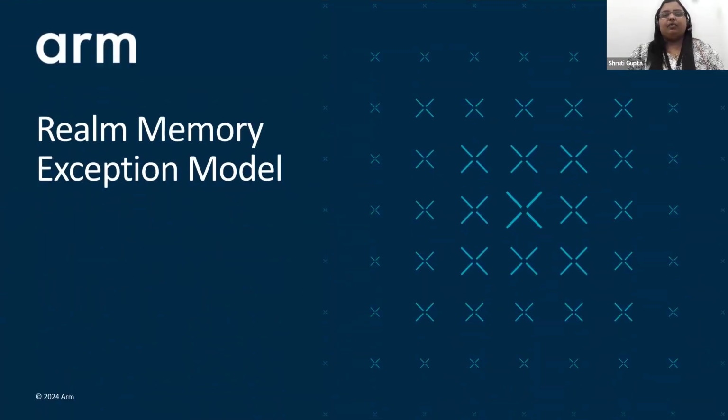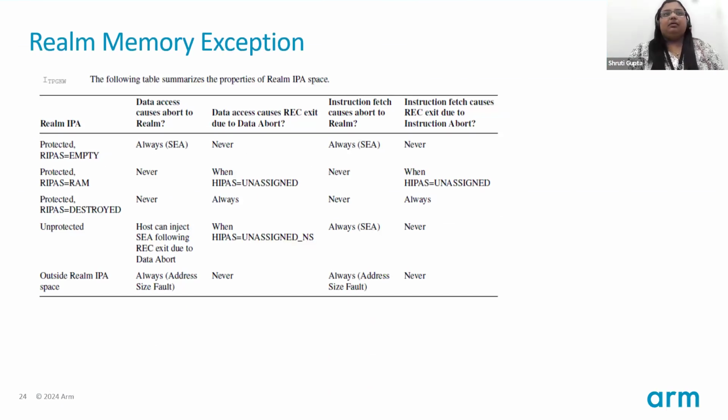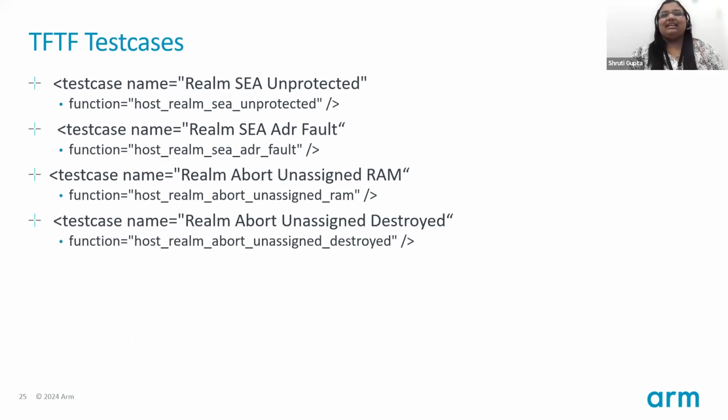Coming to exception model. Based on the IPA, the RIPAS and the HIPAS state, the spec defines the behavior. Like if an IPA is accessed which has a RIPAS equal to empty, and we do a data access, it will lead to a synchronous abort. And so these are different behaviors. If we access something outside of realm space, what is the behavior of instruction and data? So this is summarized in the RMM spec, and we have a lot of test cases to validate that.